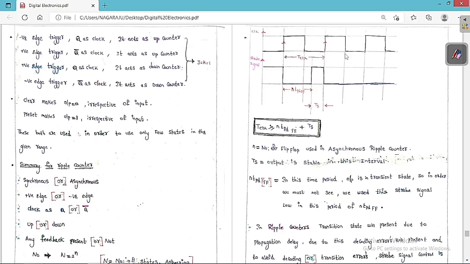You can see clearly there is a clock here. So these are the positive-edge triggering clock. This is called the time period of the clock, or T clock.